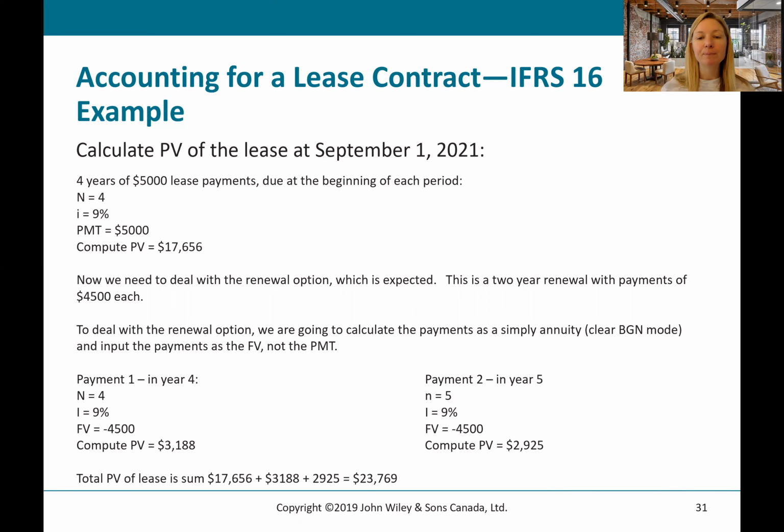So if you're getting a bigger present value, that just doesn't seem right. Just a 1-year payment. And then we're going to do the same thing with N as 5 and still with the future value as the negative $4,500. And that's going to give us $2,925. And when we add together those 3 components, so the present value of the base lease plus the present value of each of the renewal options, we're going to get $23,769 as our total present value of the payments across the lease.